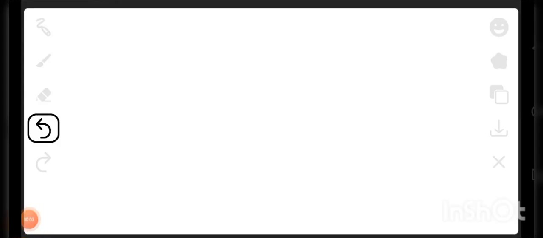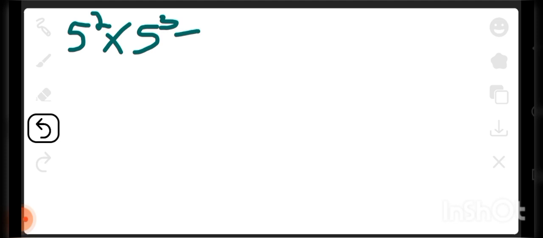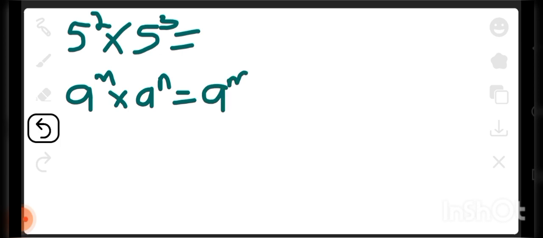Alright, the first question we are going to be looking at is, we have the expression 5 raised to power 2 times 5 raised to power 3. What will be the answer to this? Now, from the rules of indices, we said a raised to power m times a raised to power n will be equal to a raised to power m plus n. You pick one of the bases, they are the same, then you add up the powers.